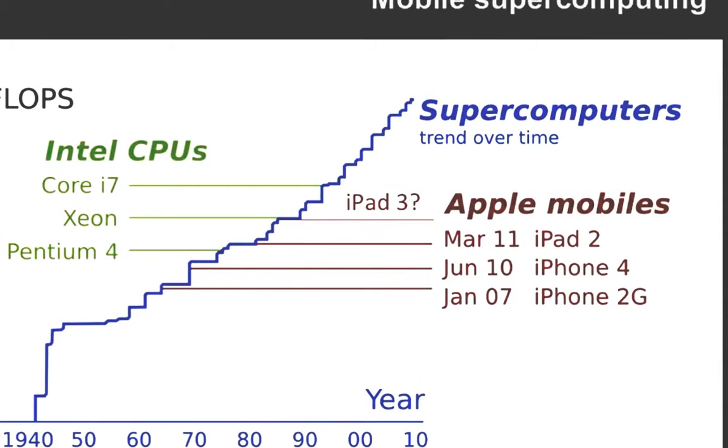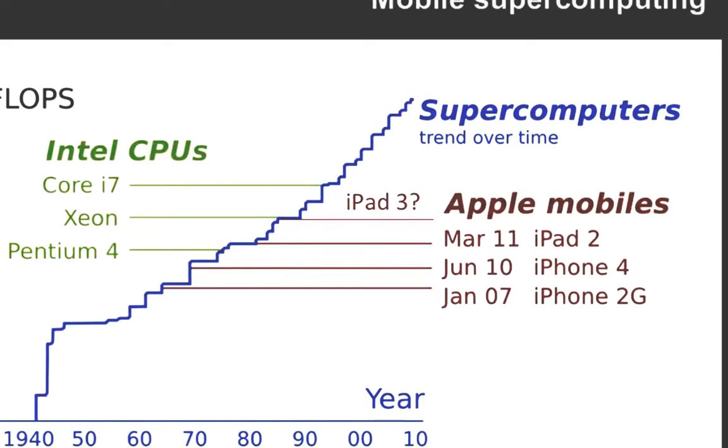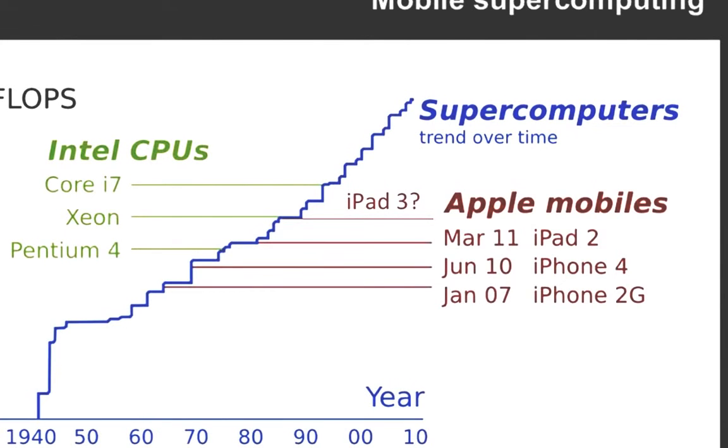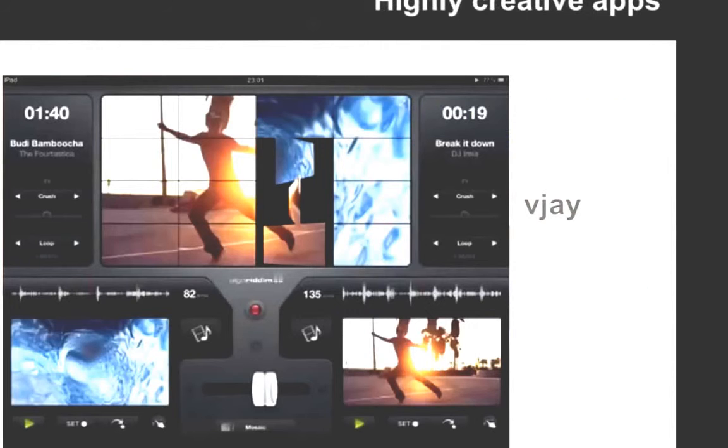And then marching right behind them are the mobile devices. So these are all Apple chips here. But you can see how with the iPad 3, we've got the performance of a sort of late 1980s supercomputer and an Intel Xeon chip. So really we can start thinking about doing serious science on these things.